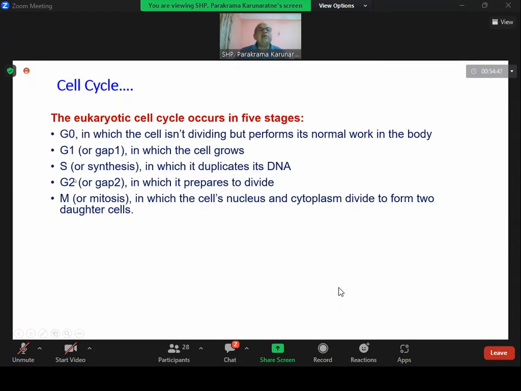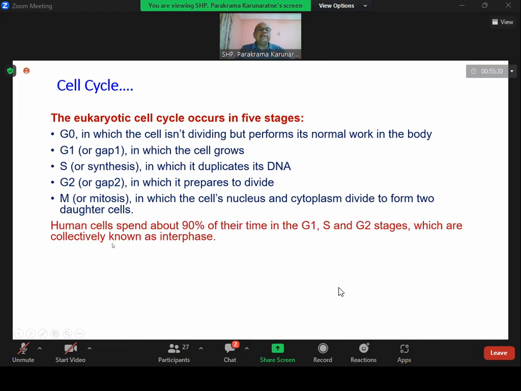Now in the cell cycle, what happens? The cell cycle occurs in 5 stages. G0, in which the cell is not dividing but performs its normal work in the body. G1, or gap 1, in which the cell grows. S, for synthesis, in which it duplicates its DNA. G2, or gap 2, in which it prepares to divide. M, or mitosis, in which the cell's nucleus and cytoplasm divide to form two daughter cells, or two new cells.